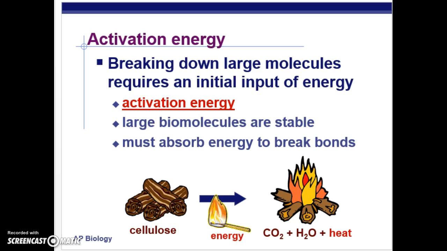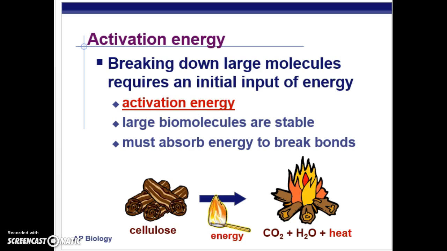The energy that we use, for example, to start a fire, adding a spark, is activation energy. Even breaking down a large molecule into smaller ones requires an input of energy, because large biomolecules have stable bonds, and so they have to absorb some energy to break those bonds.